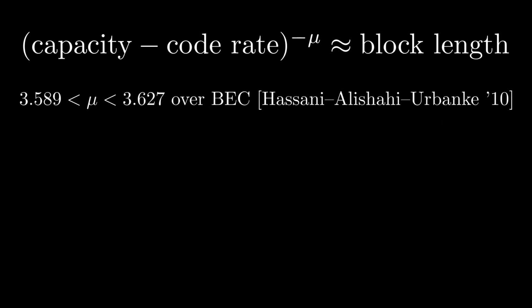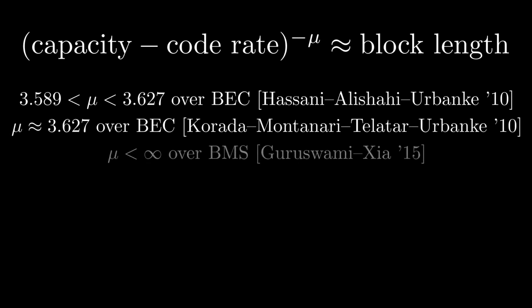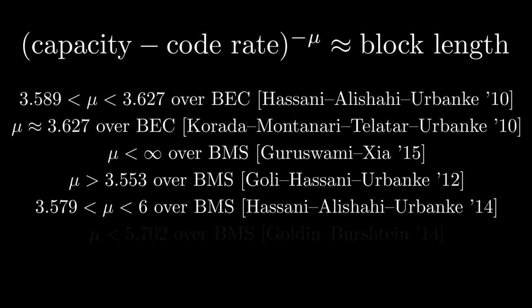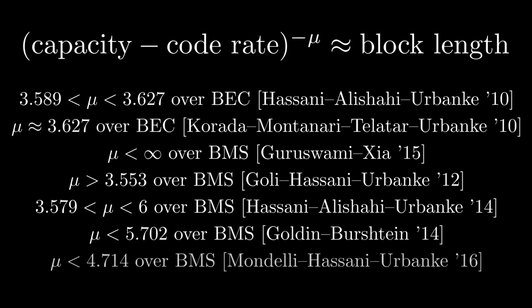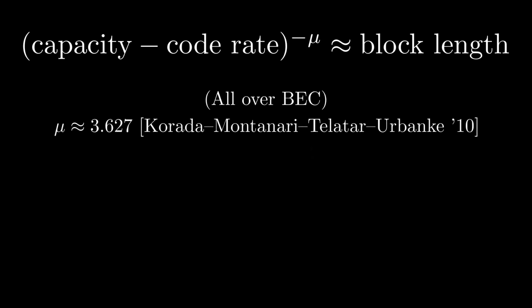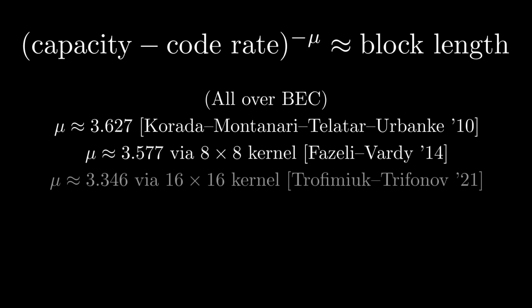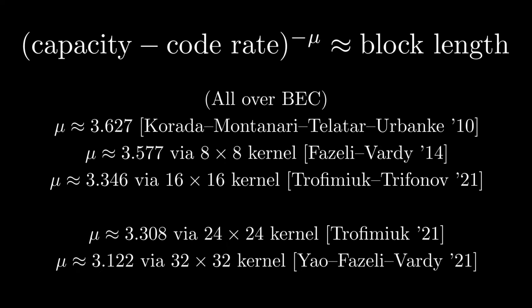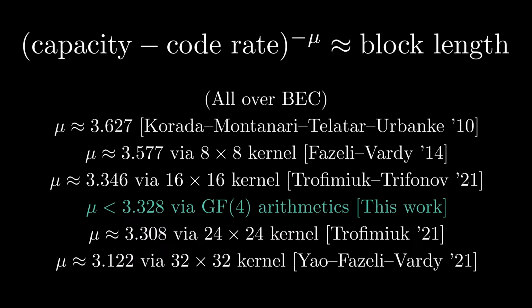This magic number, mu, is called the scaling exponent, and there are many works that aim to figure out the exact value of mu. I listed some of them just to show you how important mu is. There are as many works that aim to improve mu. The popular technique here is to increase the size of the so-called kernel matrix. We, however, take a different approach.